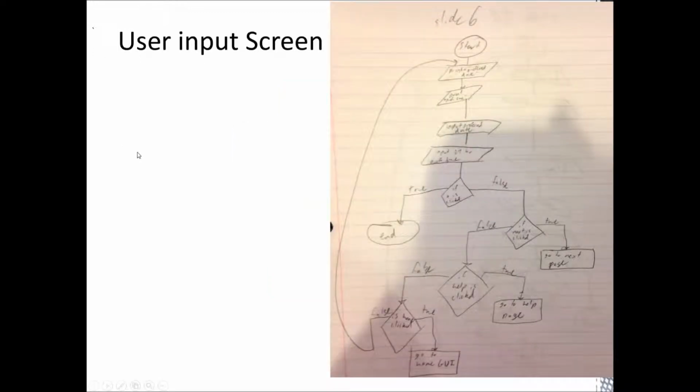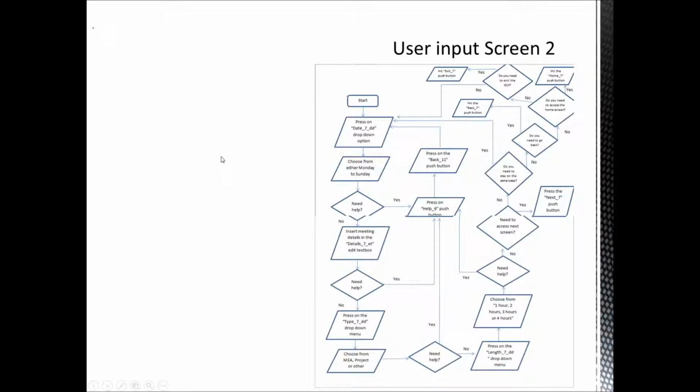Here on the user input screen number 1, we see that the user has the ability to input data and then move forward or backward using the next, help, or home buttons and their associated functions. Here we have the user input screen number 2, where the user has the ability to input data and then move on through either the back button, help button, or the next button.